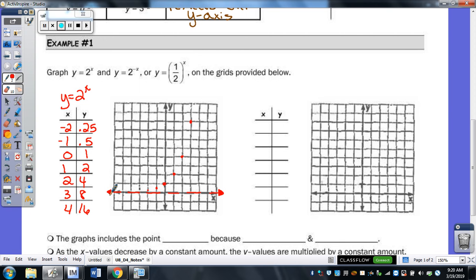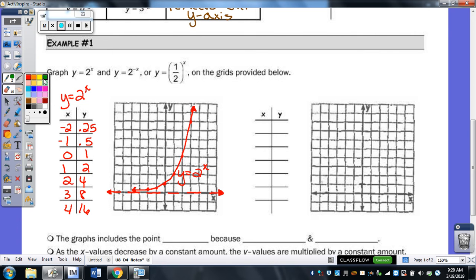So I'm going to draw that in first. That's our line we're going to get closer and closer and closer to, but it's never actually going to touch or cross it. And then connect your points. And that's our graph for the first one, y equals 2 to the x. So let's do the other one.